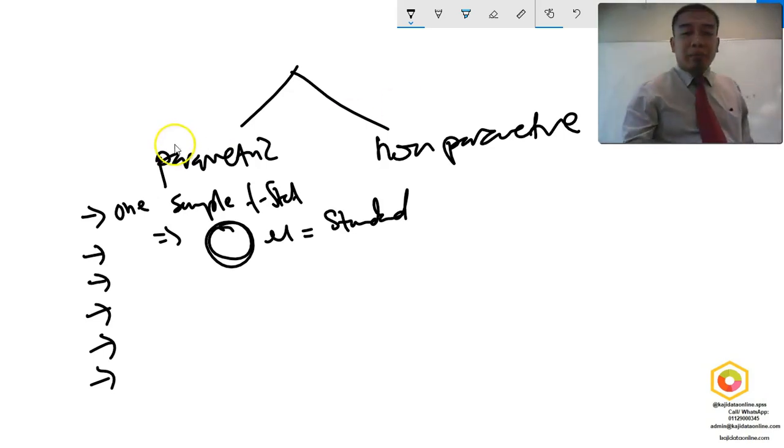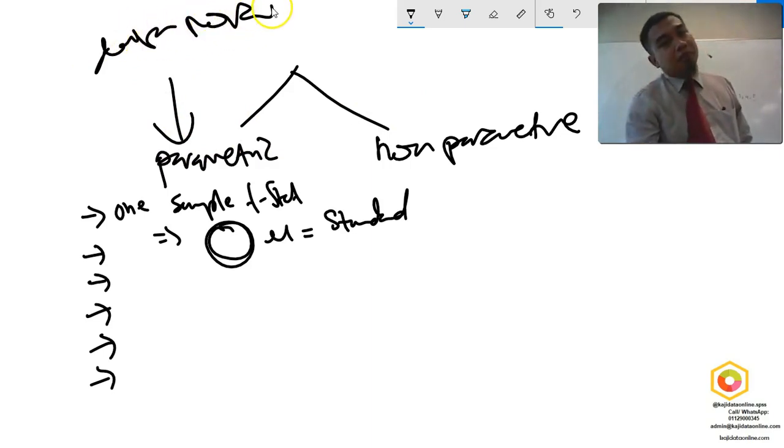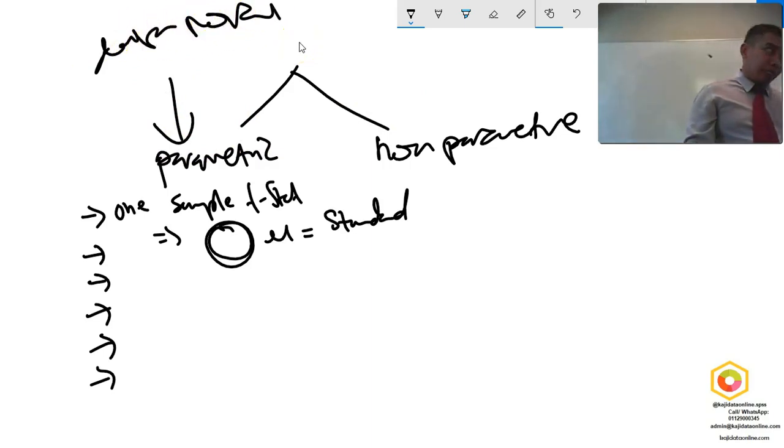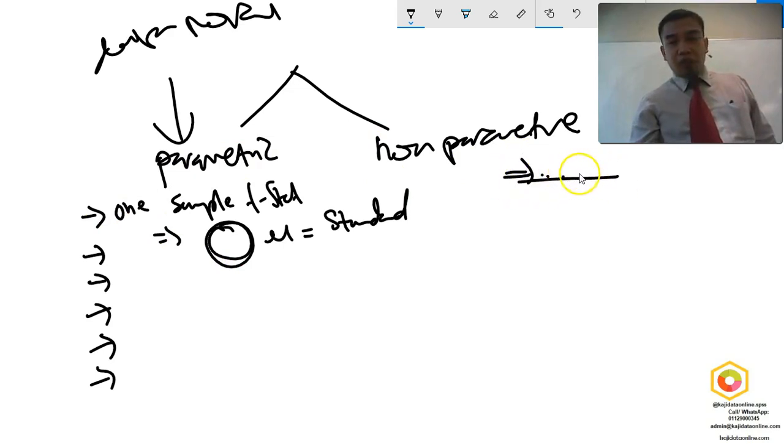The requirement under the parametric is that the data must be normally distributed. If your data is not normal, then you use the second one, the non-parametric test. I can't remember the name. Never mind, after this we are going to look for it.